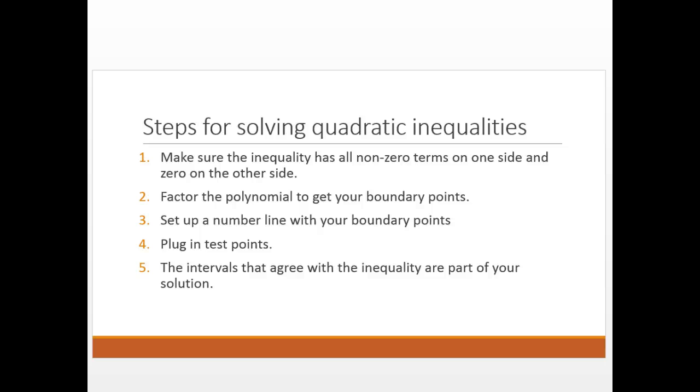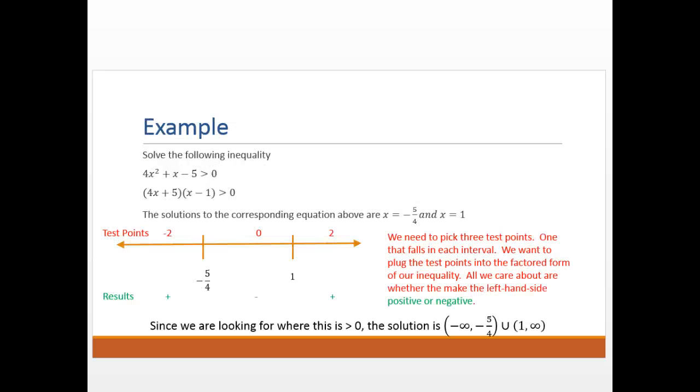Now, how do we solve this without graphing it completely? First step is to make sure the inequality has all non-zero terms on one side and 0 on the other side. In other words, I get everything to one side. We want to factor the polynomial to get your boundary points. We want to set up a number line with your boundary points, and plug in test points. The intervals that agree with the inequality are going to be part of your solution. Let's see how this works.